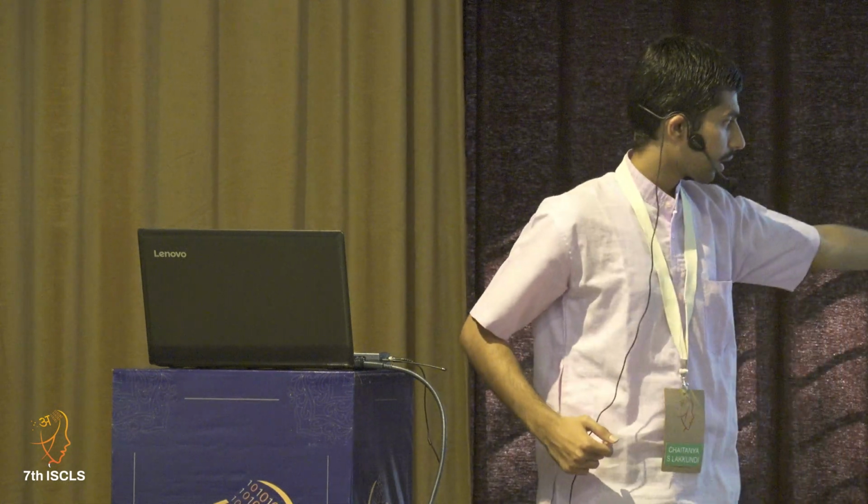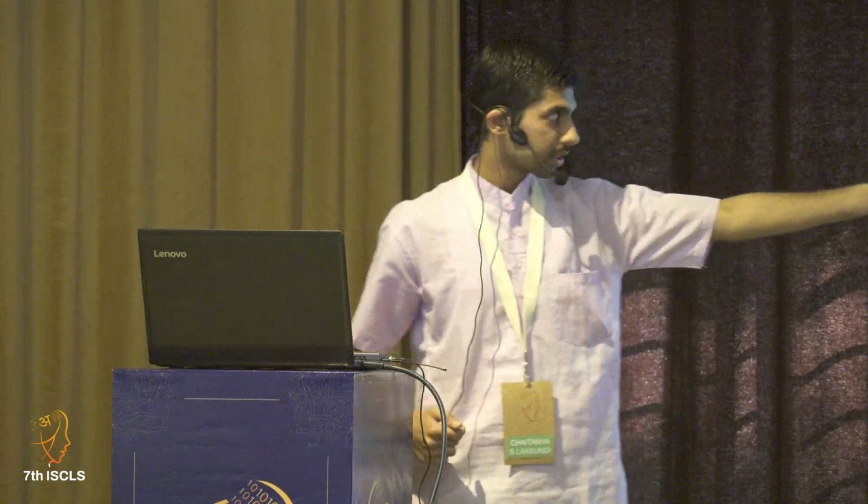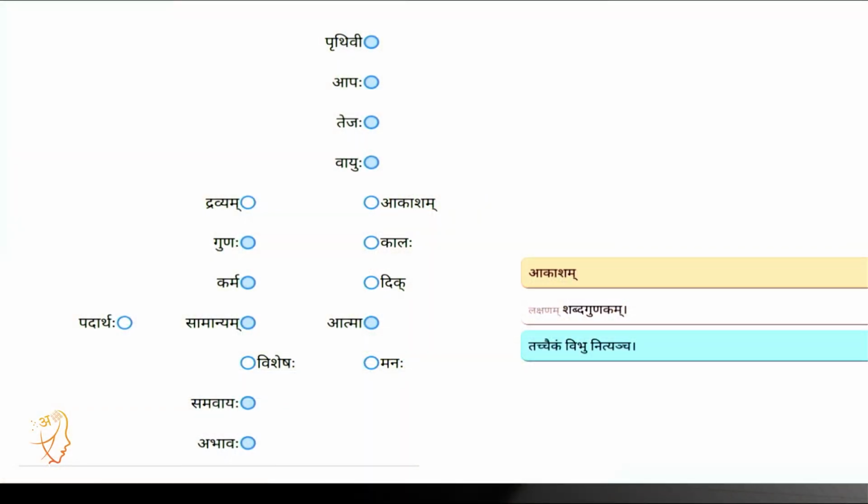We are also providing the proper Shastric line, the Tarka Sangraha line also we are providing. For example, the Udaharanam is given here. Dravyasya Lakshanam could have been given here. Tejasaha Lakshanam could have been given here. Yeah. So Akasham, Shabda Gunakam Akasham, Tachaikam Vibhunityam cha. These are the lines directly provided from the Tarka Sangraha text. And generation of this Tarka Sangraha is done completely using XML tagging. So any new Shastric text can be tagged in this format, and our tool generates this mind map or this concept diagram automatically on the fly.